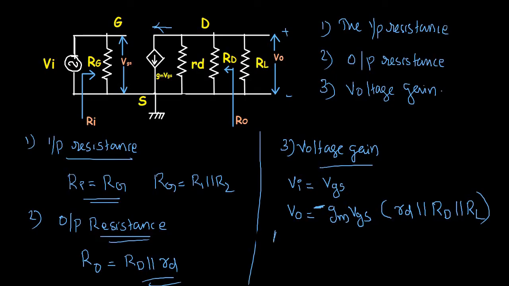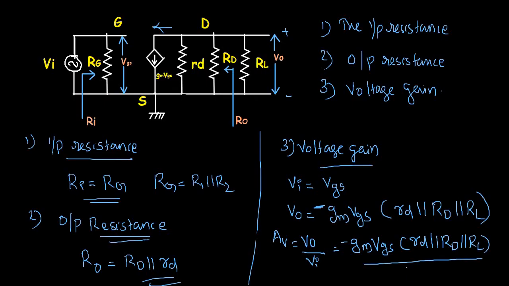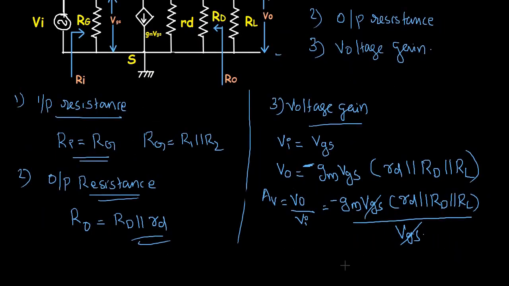So we can find the voltage gain, that is Av is equal to Vo divided by Vi, which is equal to minus gm into VGS into rd parallel RD parallel RL divided by VGS. Here these two VGS get cancelled and we get the gain as minus gm into rd parallel RD parallel RL. So this is the equation for the mid-frequency gain of a common source amplifier.